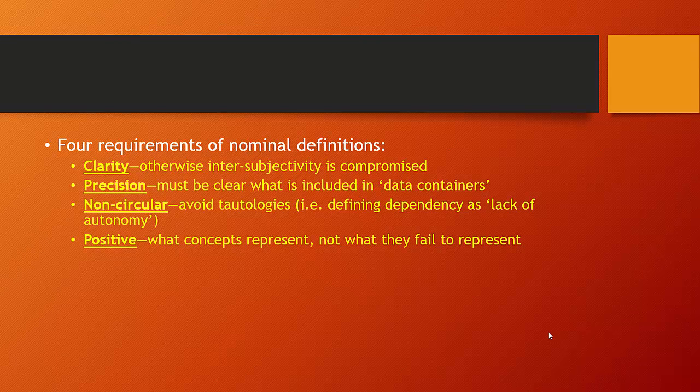Third, we want non-circular definitions, which means that we don't want tautological definitions, i.e. defining a concept like dependency as a lack of autonomy. And finally, it's preferable that our nominal definitions are stated in a positive way, meaning we should state the properties the concept represents, not what the concept lacks, as the number of properties that a concept lacks is infinite. So we want to add to our conceptual definition only those things that are actually represented by the concept.